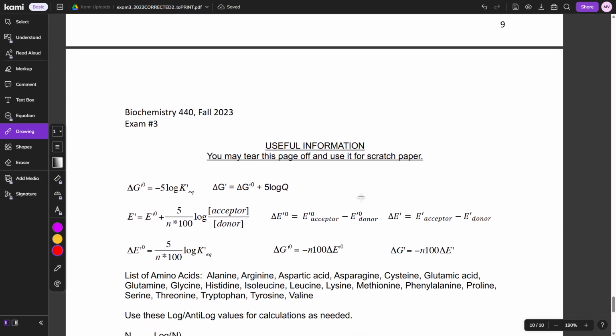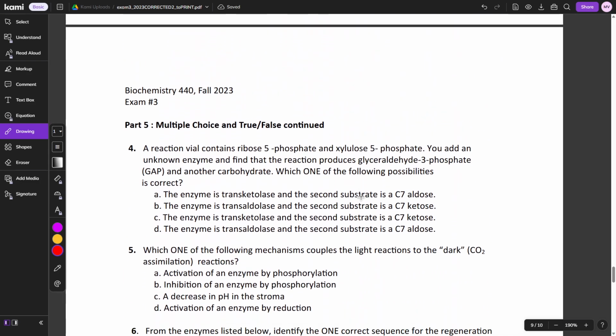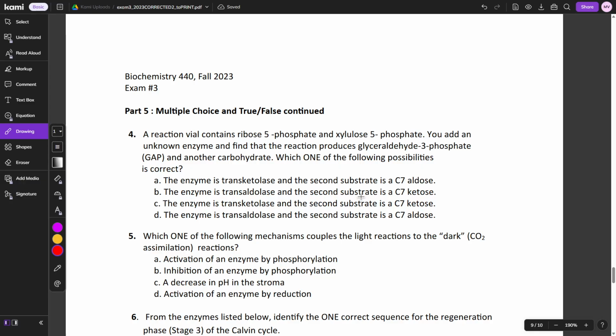Okay, these are just multiple choice questions, but we're almost done, guys. Good job. For 4, a reaction vial contains ribose 5-phosphate and xylulose 5-phosphate. You do not need to know the exact structures of these things. What I will say is that if you see this -ulose ending, it usually means it's a ketose sugar. If you see anything else, it's usually an aldose instead. So ribose 5-phosphate is an aldose. Xylulose 5-phosphate is a ketose.